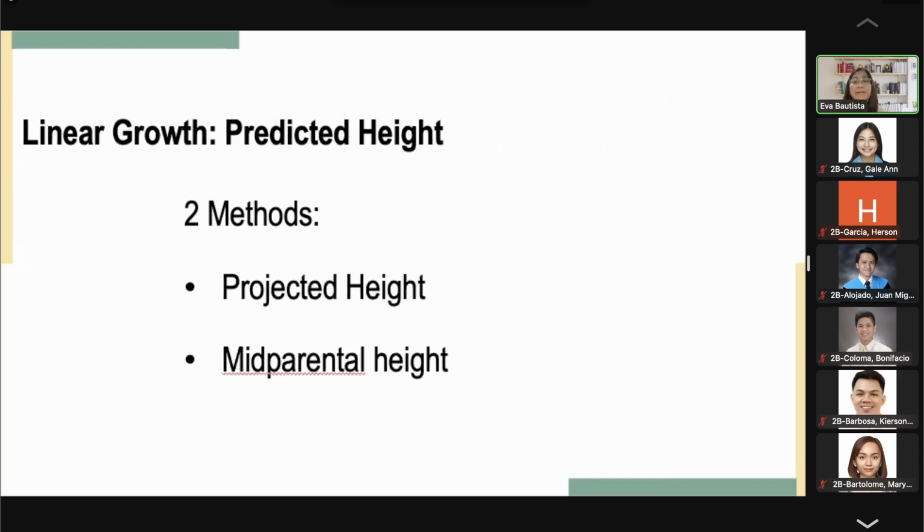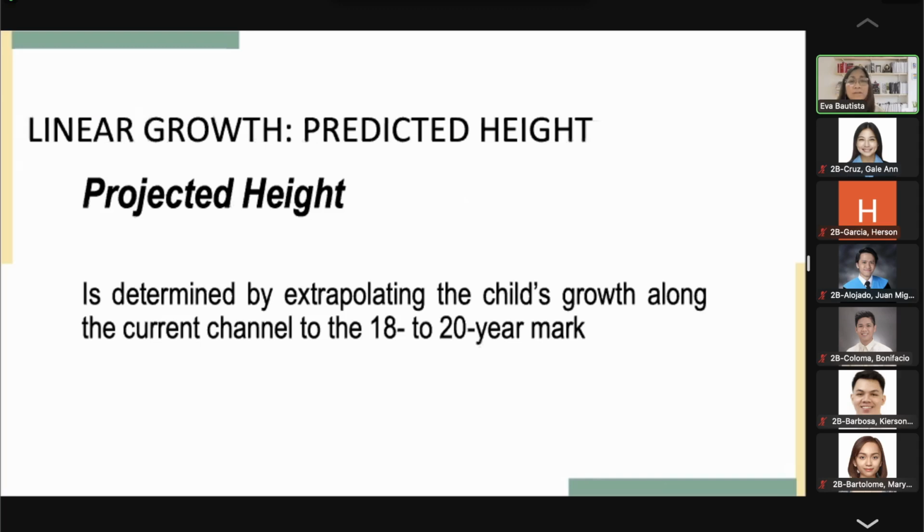Now, how can we predict the height? Okay, there are two ways. One is projected height and one is mid-parental height. Meaning to say, if you have a nephew or a niece at this age, 4, 5, and the parents are short, you can project the height of the child, or you can compute for the mid-parental height and see what is the possible height of this nephew or niece at 18 years of age. Let's look at the projected height. So we extrapolate the growth of the child along the current channel to the 18 to 20-year mark.